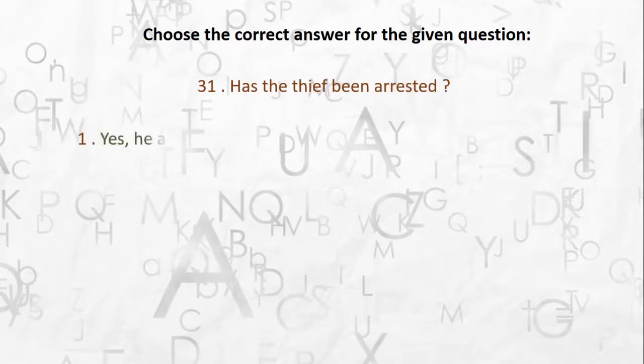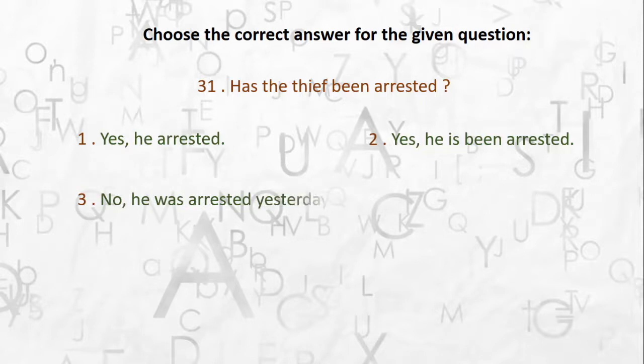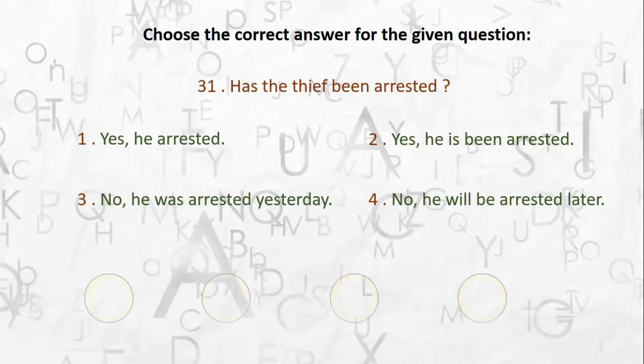Now, coming to the next question. Has the thief been arrested? So will you say yes, he arrested? Will you say yes, he has been arrested? No, he was arrested yesterday. Or no, he will be arrested later. So what will be the correct answer here? It will be option number 4. No, he will be arrested later.